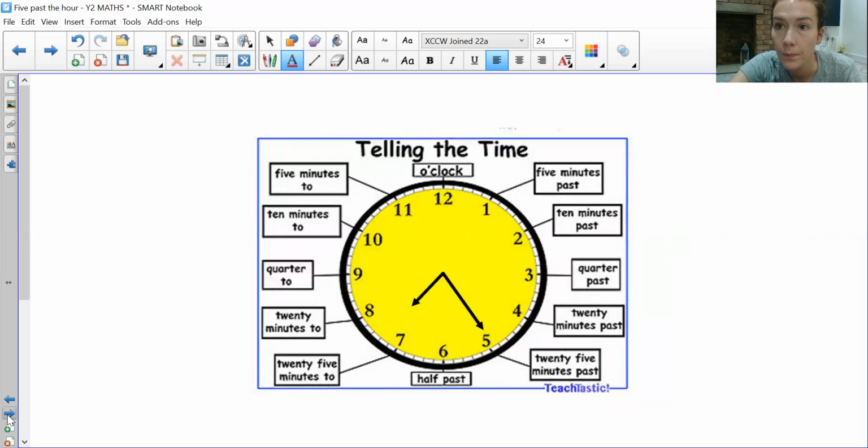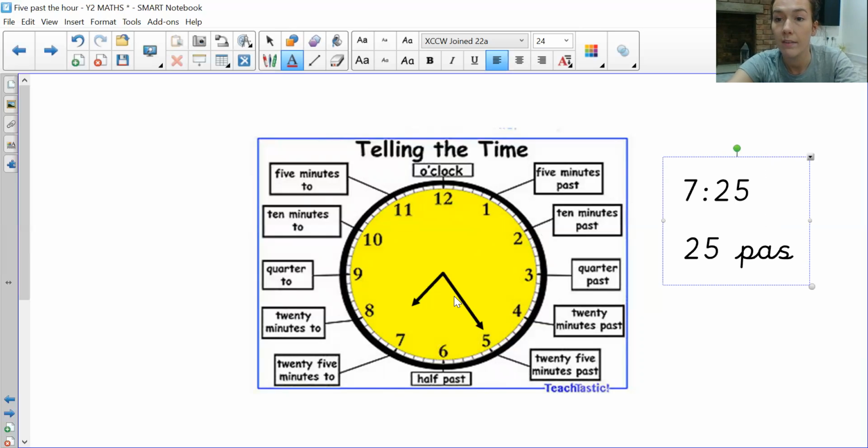Right, moving on now. One more example. So this one, again, we've got a different hour and a different minute. If we're looking at the minutes, we've got 5, 10, 15, 20, 25. So 25 minutes past the hour. And obviously your hour hand is not quite on the 8. It's left the 7 though. So it's going to be 7:25 or 25 past 7.